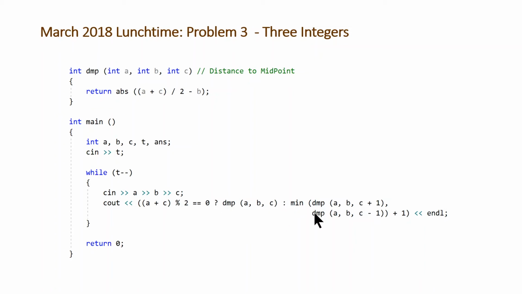If it's not, we go into the other case, and this just returns the minimum of the distance to midpoint passing in A, B, and C plus 1 for one of the calls, and then A, B, and C minus 1. So this is moving C to the right, this is moving C to the left, and then we're adding 1 at the very end to account for this move of the C. Using this, we'll end up with the correct solution. And pretty obviously, the time complexity of this problem is going to be constant.